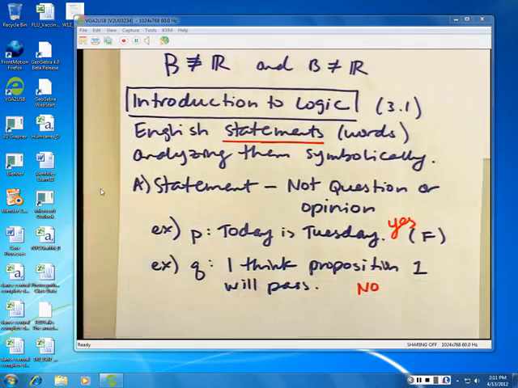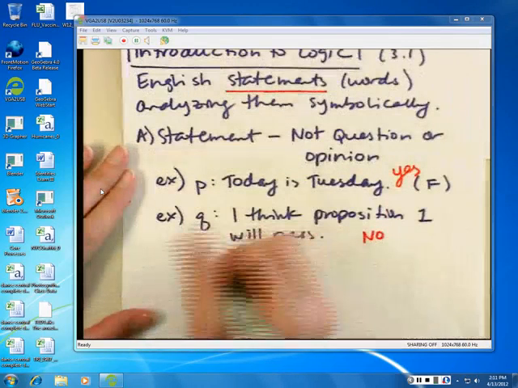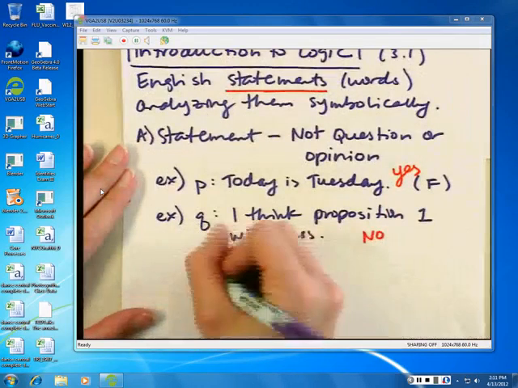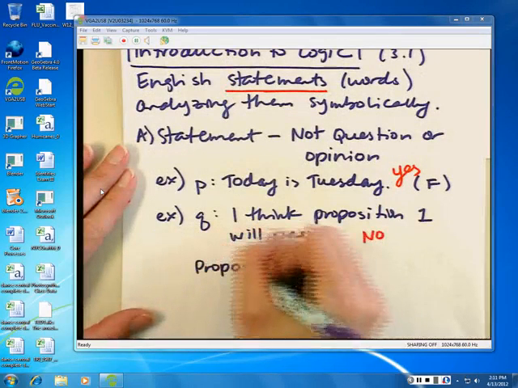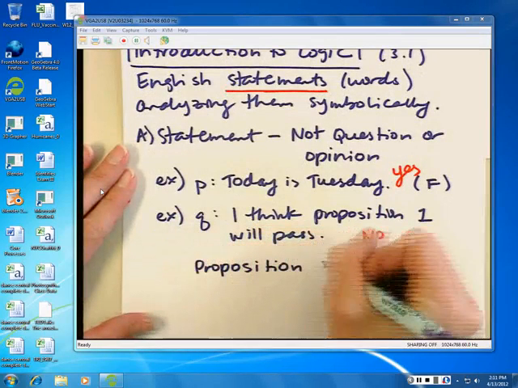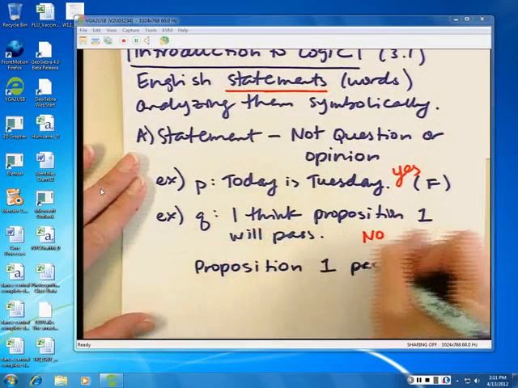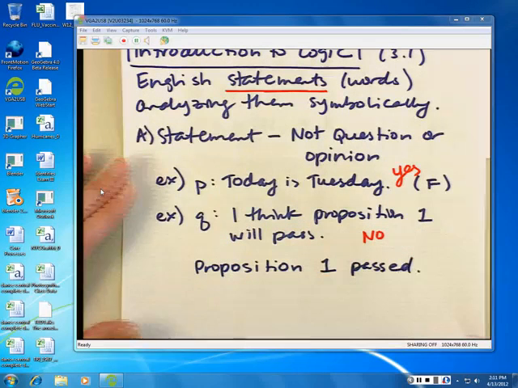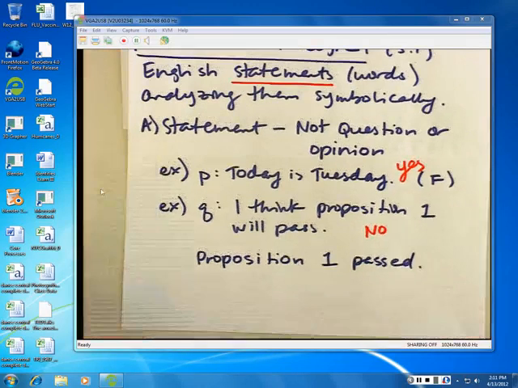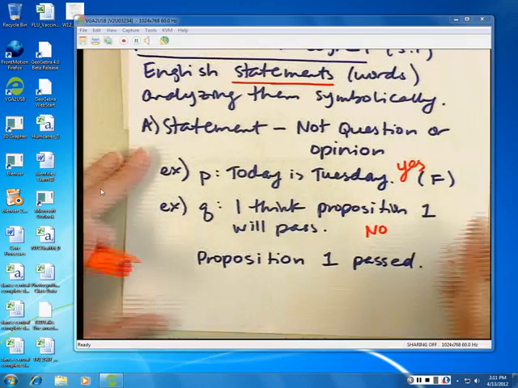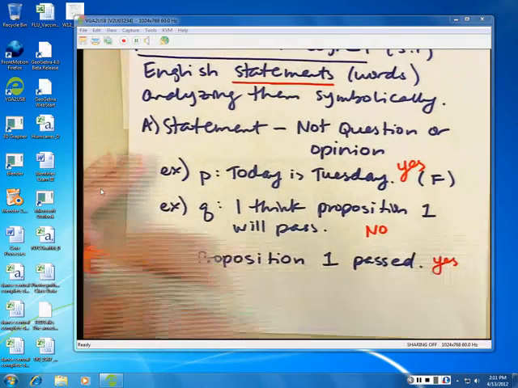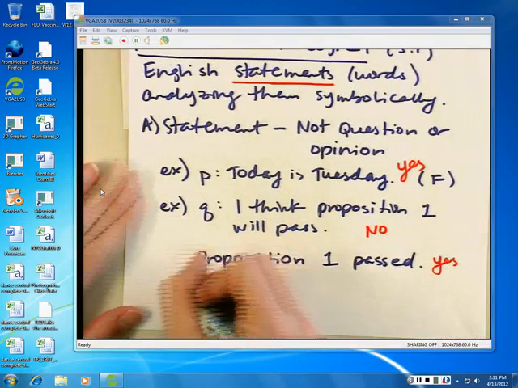If I changed this and I instead said that Proposition 1 passed. Okay, now I can look, after the election is done, I can look at the results and determine its truth value, if that's either true or not. So in this form, if I change it just a little bit, the answer is yes. Okay, here's the next example.